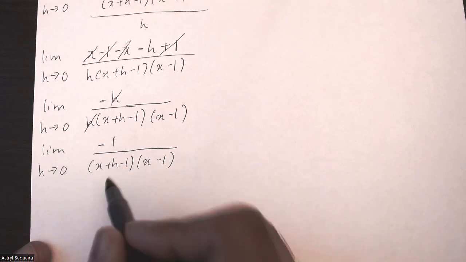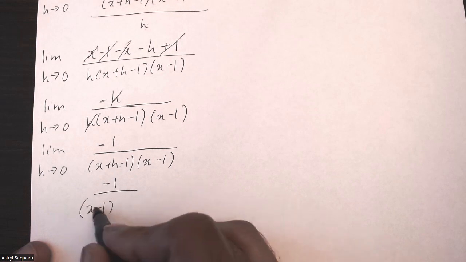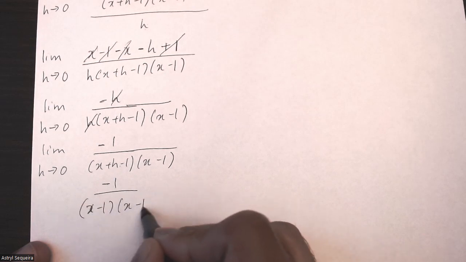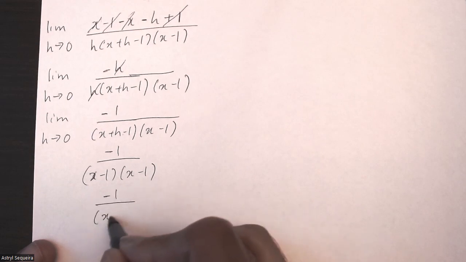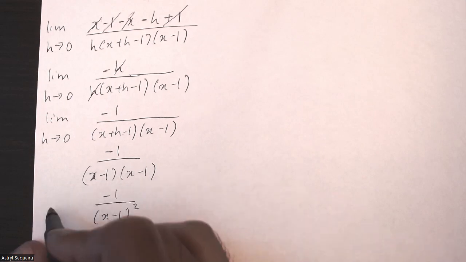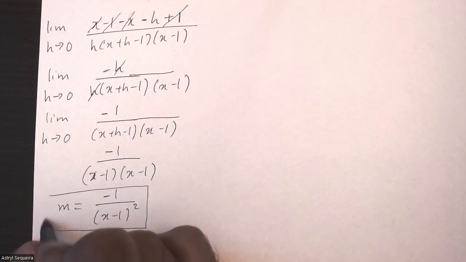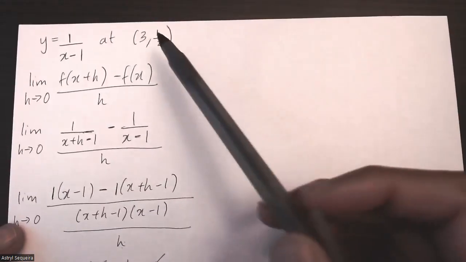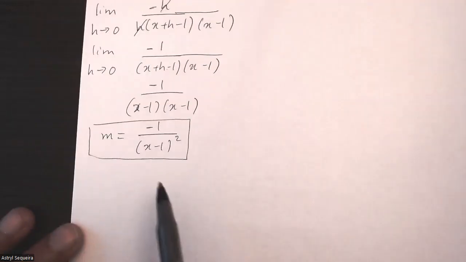So if I replace this h as 0, I just have negative 1 over x minus 1 times x minus 1, which is just negative 1 over x minus 1 squared. This is basically the slope of any tangent line on this equation. Now I want to find the specific tangent line that has a point at 3.5. So I'm going to use this slope equation.